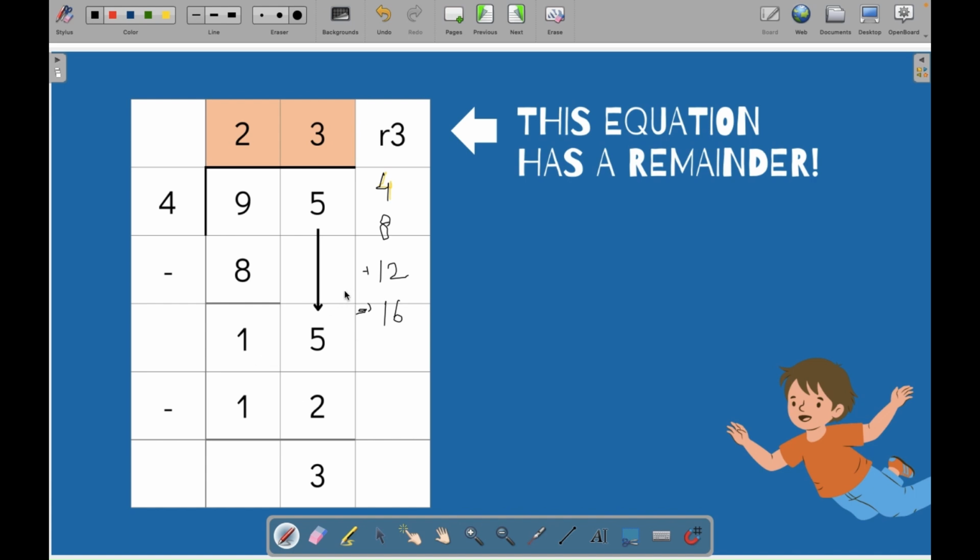So we go one step back and do 4 3s are 12. Right. So then we subtract, and we get 3 as the remainder. So here what do we say? The dividend is 95, the divisor is 4, quotient is 23 and the remainder is 3. Okay.